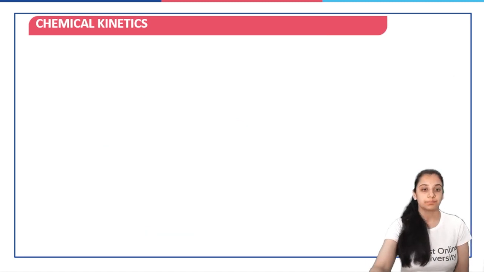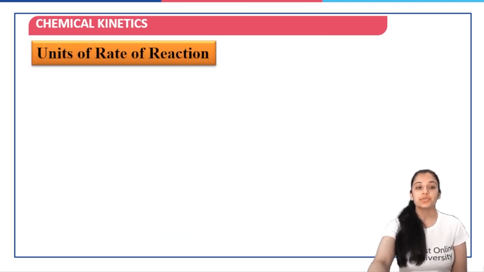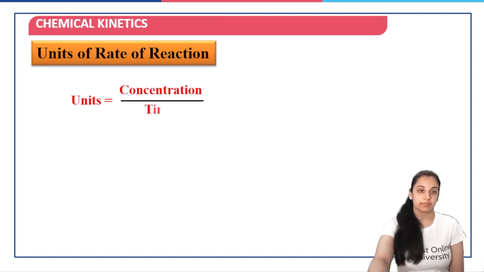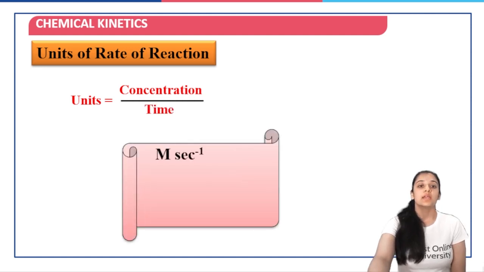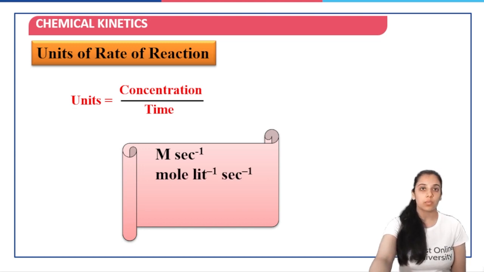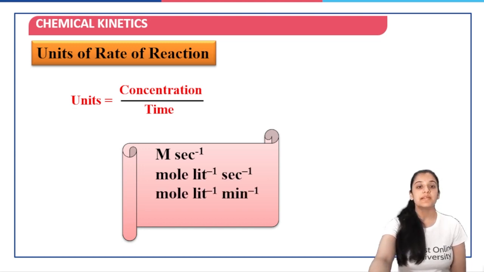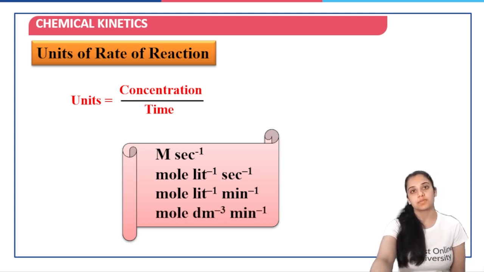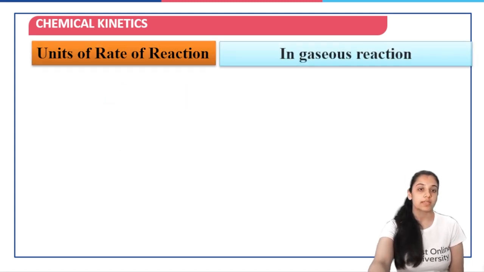Now, what are the units of rate of reaction? Units are concentration upon time, right? So it would be molar per second or moles per liter per second. One is the same thing. Moles per liter per minute, moles per decimeter cube per minute. So anything you can write.